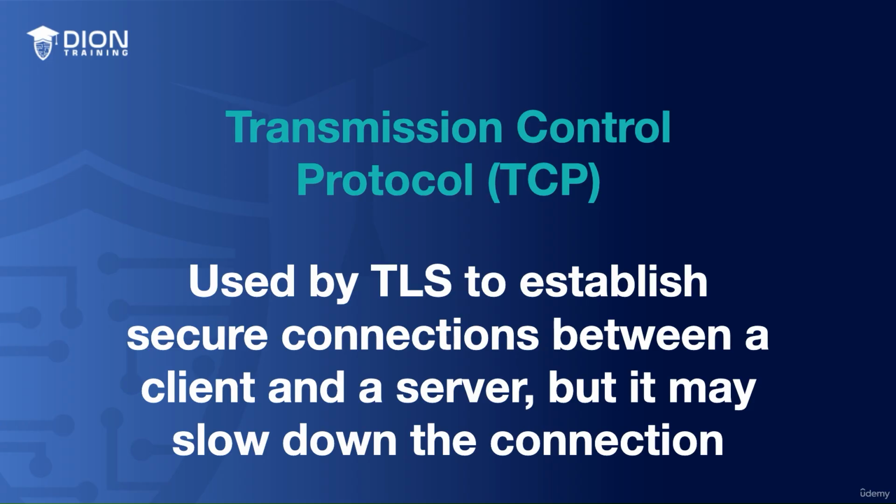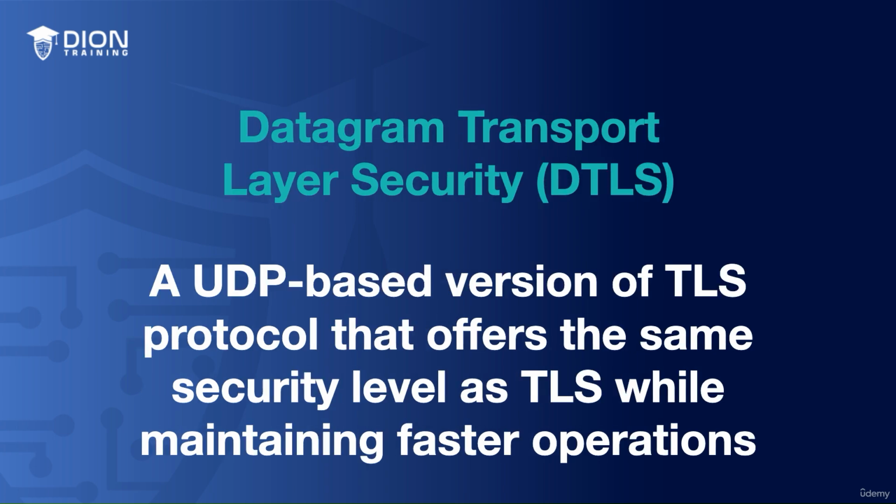TLS uses the Transmission Control Protocol, which is known as TCP, for us to be able to establish our secure connections between a client and a server. But this can slow down your connection because TCP has a lot more overhead than a UDP connection does. So, your systems can also opt to use DTLS instead. And DTLS is the Datagram Transport Layer Security Protocol, which is a UDP-based version of the TLS protocol. DTLS does provide the same level of security as TLS, but it operates a bit faster because it has less overhead in the UDP protocol itself.